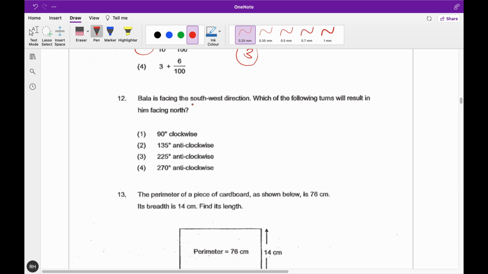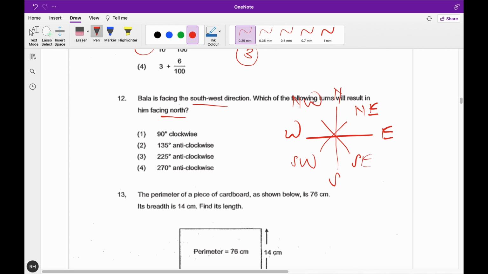Question 12. Bella is facing southwest direction. Which of the following turns will result in him facing north? Okay, so let's revise our north, south, east, west. There is north, south, east, west, north-east, south-east, south-west, north-west. Okay, this person is facing southwest. So this person is facing here. And then we want to end up at north. Okay, so 90 degrees clockwise. If we move 90 degrees clockwise, it would be at northwest. Okay, so this is wrong.